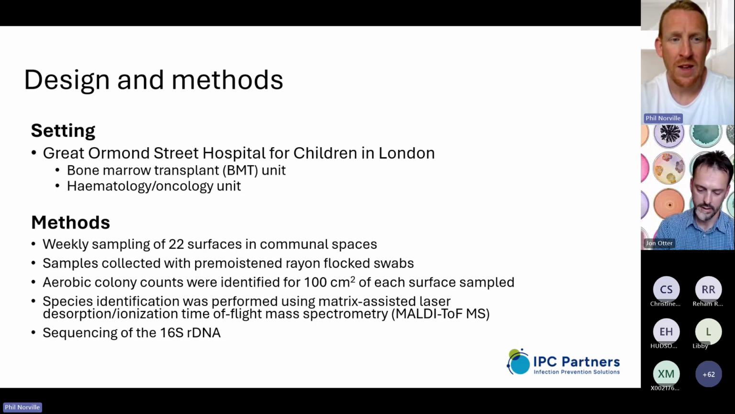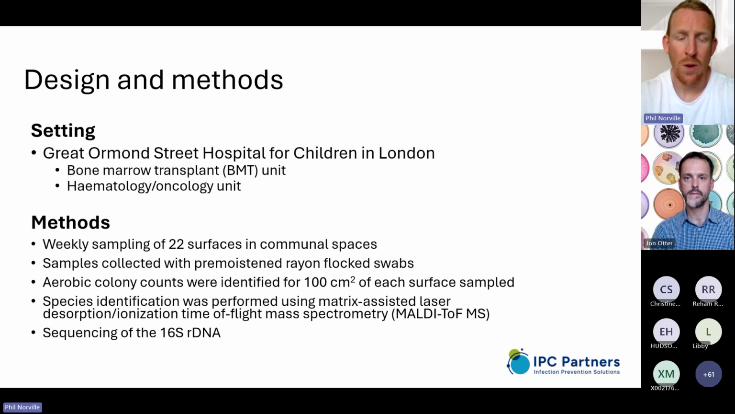And in terms of what they were looking at, aerobic colony count, so detecting the number of colonies that were growing after these swabs were streaked onto agar. And they were doing that for every 100 centimeters squared. And then they went one further than aerobic colony counts, and they were actually looking at individual species identification using MALDI-TOF. And for this, where they couldn't get an identification via MALDI-TOF, they were doing sequencing of something called the 16S ribosomal DNA.